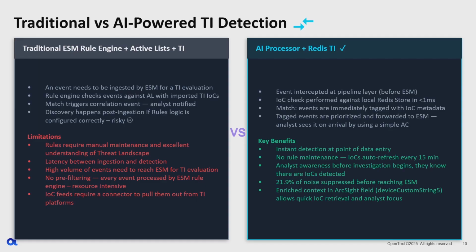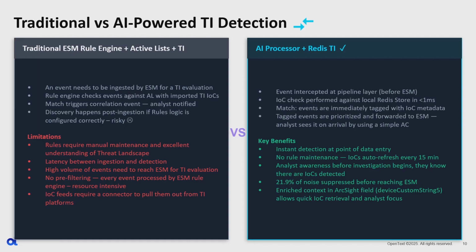The AI powered approach, the machine learning approach, let's say: the events are intercepted at the transformation hub pipeline layer, much before reaching the ArcSight ESM. The IOC check is performed against the local Redis in sub-millisecond time. On match, the event is immediately tagged. Its device custom string with an IOC source, severity, category. The tagged event then flows and eventually reaches the ArcSight Enterprise Security Manager.